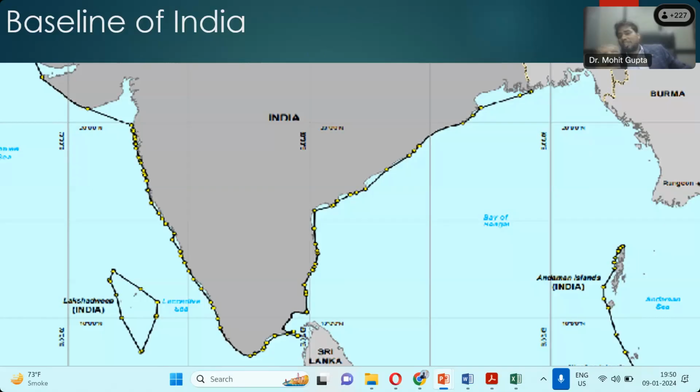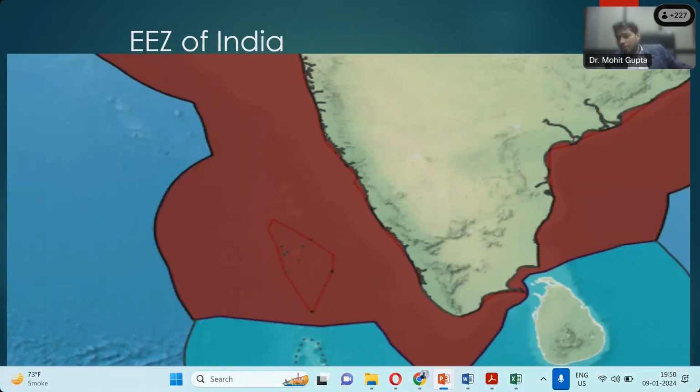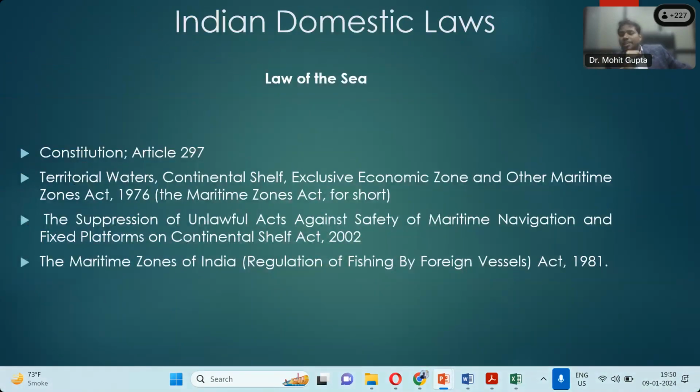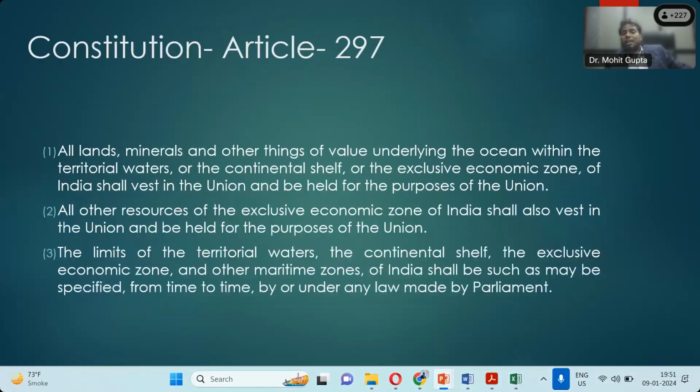So for instance, when you talk about the Constitution of India, yes, it does talk about the law of the sea. If you read Article 297 of the Constitution of India, it specifically says that all the resources in the exclusive economic zone or territorial sea belong to the Union of India. This can be a starting point of discussing the Indian perspective on the law of the sea.